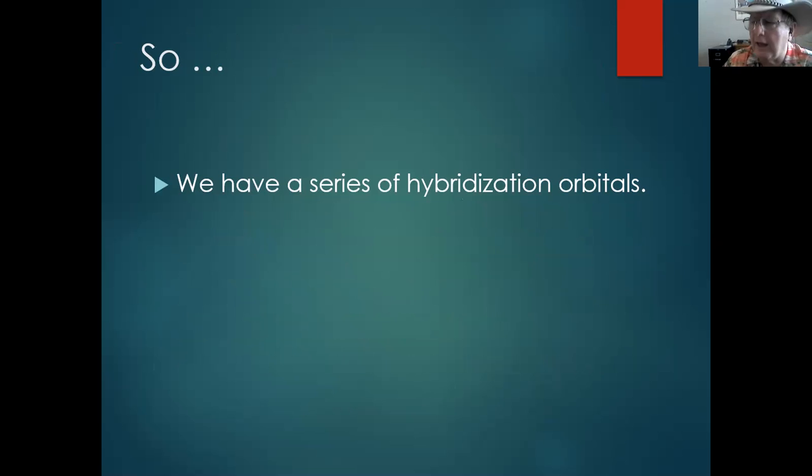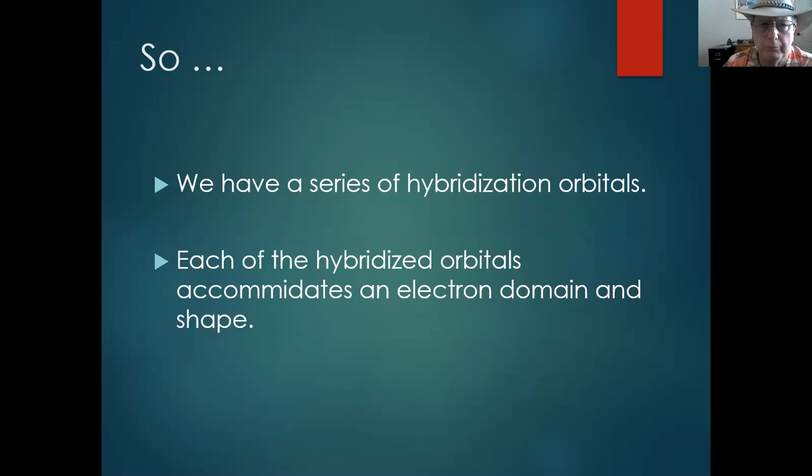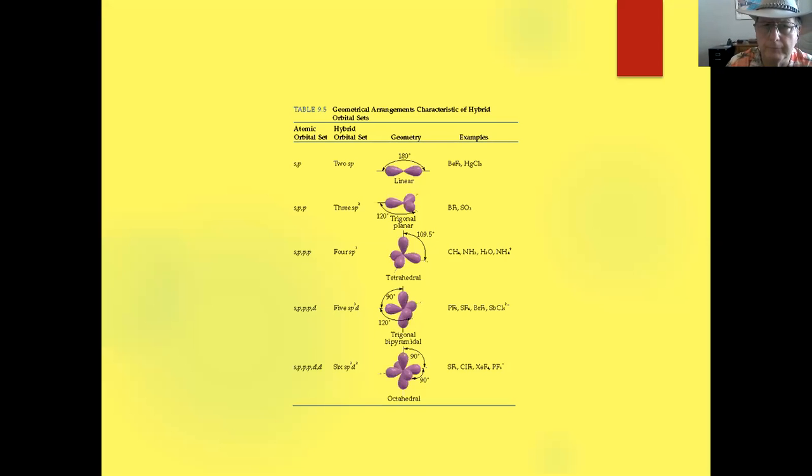So we have a series of hybridized orbitals. Each of them accommodates an electron domain and a shape. If I mix one S and one P, that's called an SP orbital. My geometry is going to be linear. If I mix one S and two Ps, that is going to be an SP2. Note how we designate it: small s, small p, superscript 2. That's how SP2 is denoted. SP2, trigonal planar geometry. I take a third p orbital out of there and make an SP3. That means my shape is going to be tetrahedral.